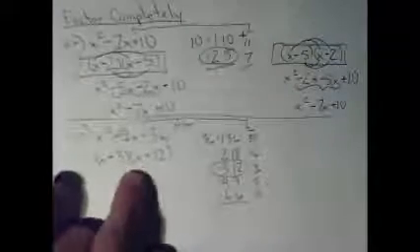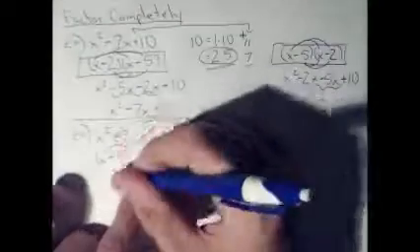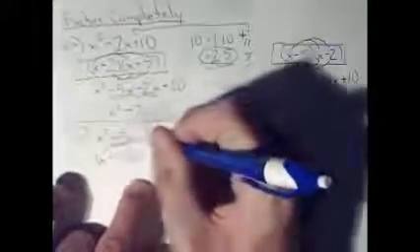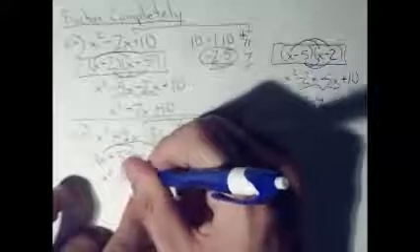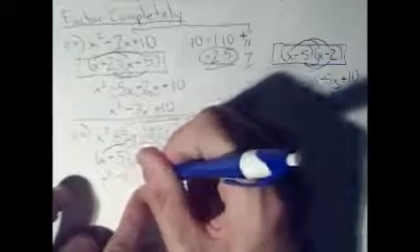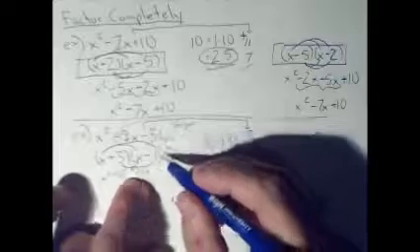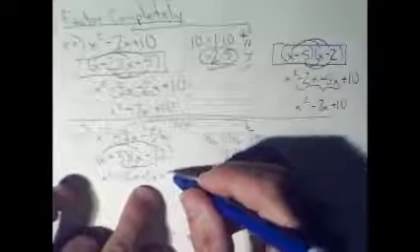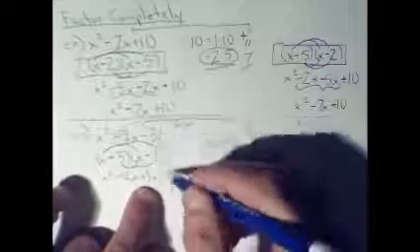Now, we can check this by fully FOILing. X times x, x squared. X times negative 12, negative 12x. 3 times x, 3x. 3 times negative 12 is negative 36, right? That's why we picked them to be different signs, because we needed that to be a negative.